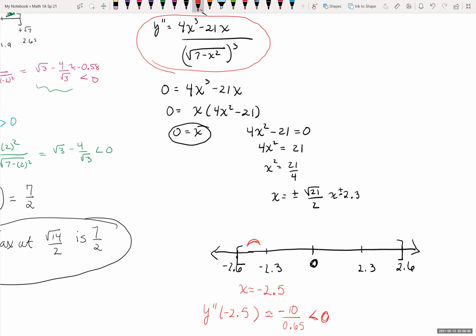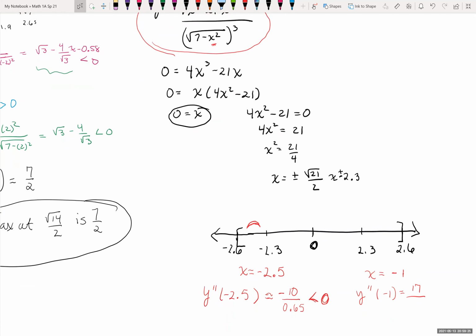So choose something between negative 2.3 and 0. So how about x equals negative 1? So negative 1 cubed is negative. So we have negative 4 plus 21. That's going to give us 17 in the numerator, all over negative 1 squared is 1. 7 minus 1 is 6. And 6 raised to the 3/2 power is positive. This is greater than 0. It's concave up.